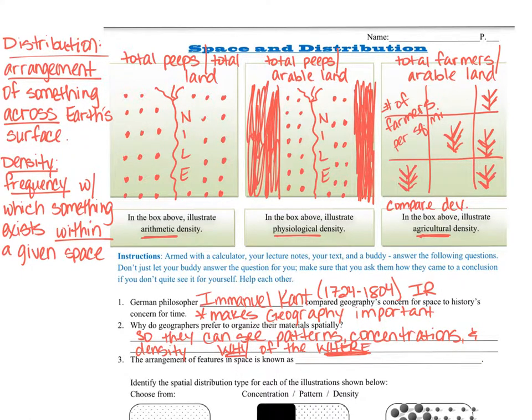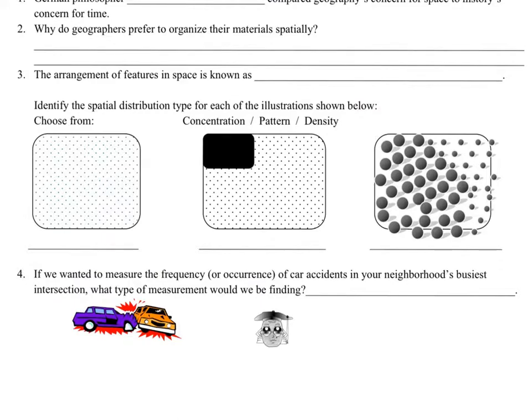Okay, so then our last question: the arrangement of features in space is known as what? Distribution. Remember, one more time, distribution is the big picture. Density, we focus. Okay, so now we're going to look at these bottom three. We've got three choices: concentration, pattern, and density. So we're just going to fill in the blanks for each of those.